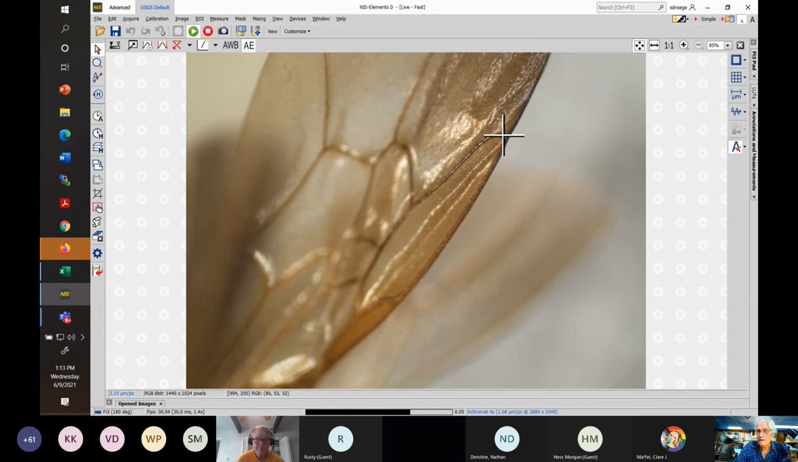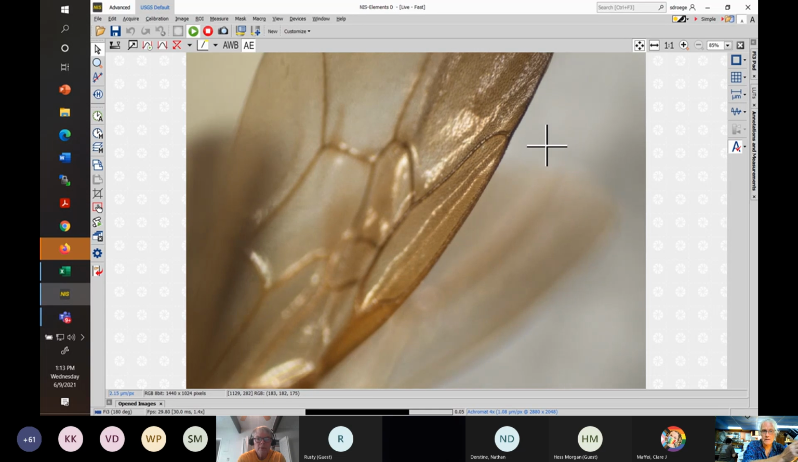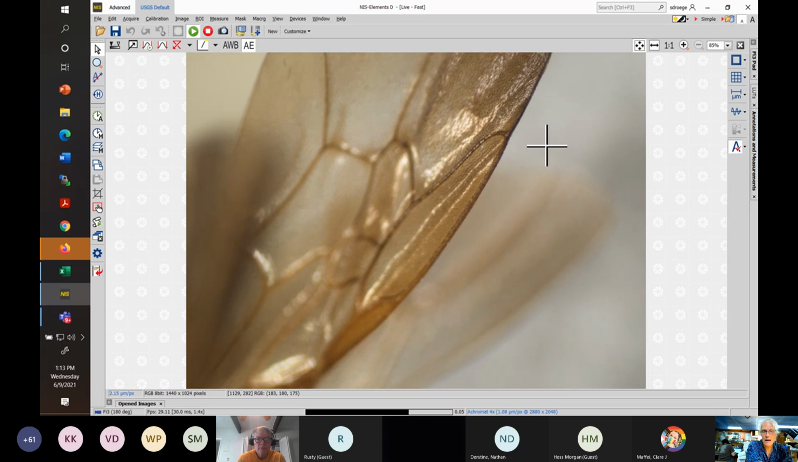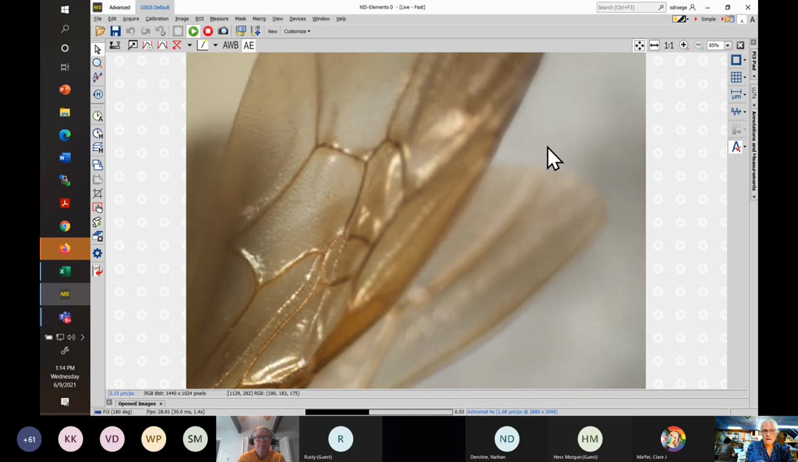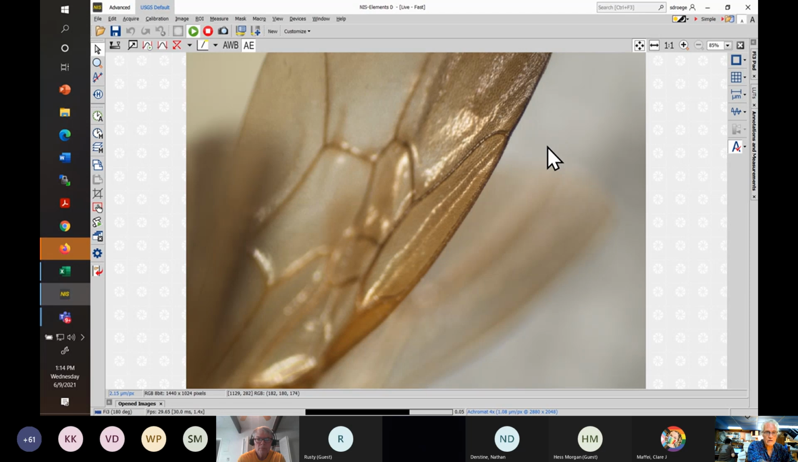So in this case, the apex is lying on the margin, and that's a useful characteristic for separating out quite a number of bee genera, although I tend not to use it very much. I guess perhaps because after a while you should be able to just look at an Andrena and go, oh, that's an Andrena, without having to go through all these various steps. So there is our wing characteristic.